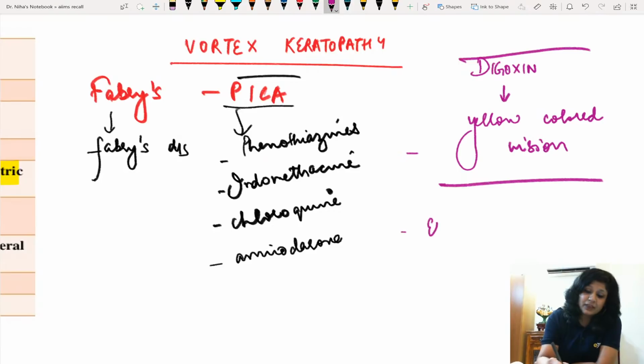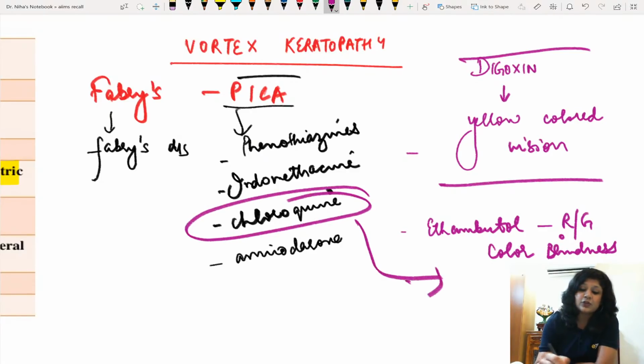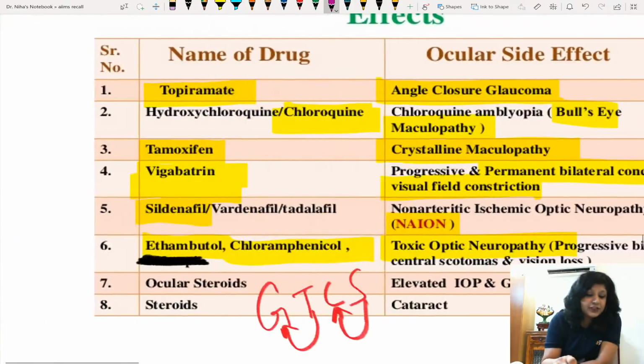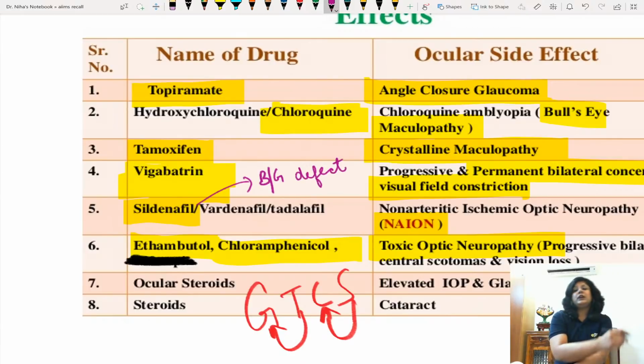Then even your ethambutol also causes the red and green color blindness. Then if you see this chloroquine, it is also causing the red and green defect. Ethambutol is causing the total blindness, while chloroquine is causing the defect. And if you see this one, the sildenafil, this causes blue green defect.